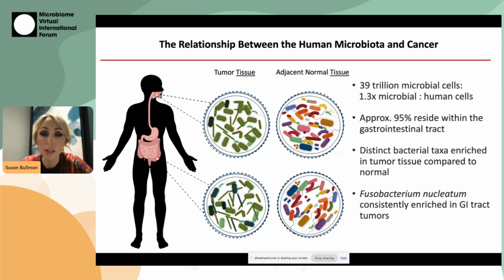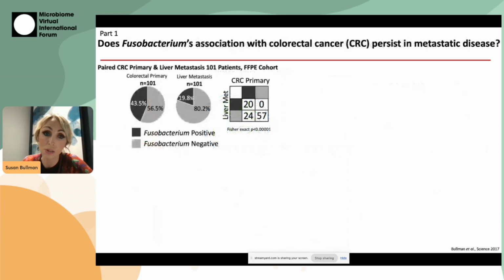I began working on this organism over a decade ago when I joined Matthew Meyerson's group at the Dana-Farber Cancer Institute in Boston. One of the first questions I asked was, given that we know this microbe, Fusobacterium nucleatum, is enriched in colorectal tumors, what happens when those colon cancers migrate or travel to a distant site, which happens in metastases? So what happens with the association of the cancer and the bacteria when the tumor travels to the liver in metastases? And what we saw was that about 20% of the liver metastases harbored Fusobacterium.